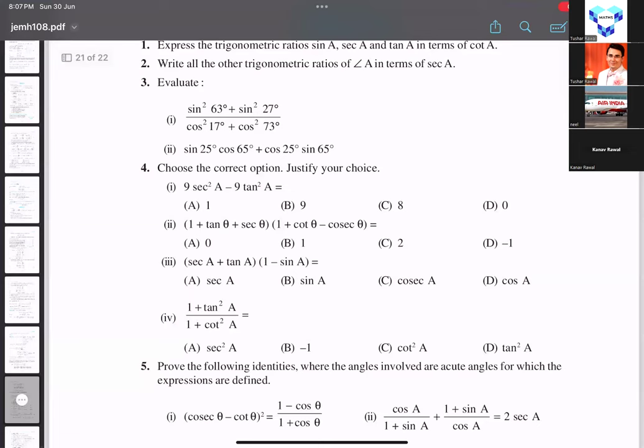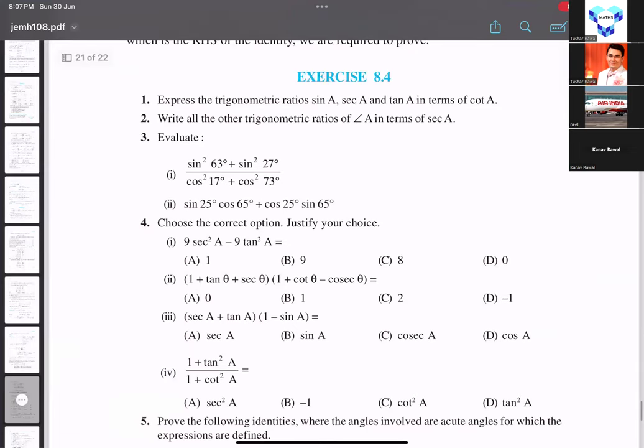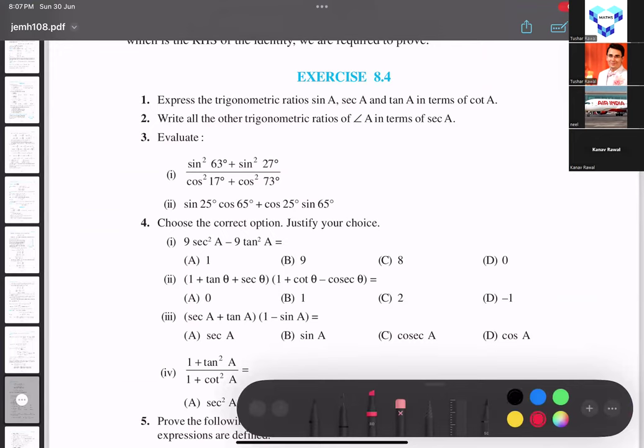So in exercise 8.4, it is basically the culmination of the full chapter. Okay. So it requires all the knowledge which you have gained throughout this chapter. So I'm going to revise first of all before we jump onto the topic.